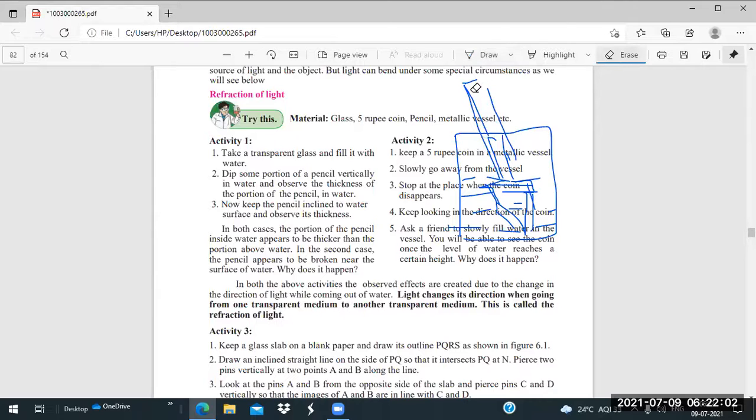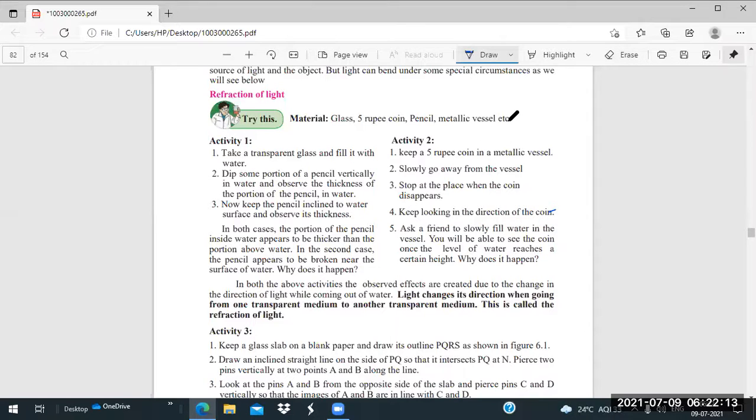Now keep a 5 rupee coin in a metallic vessel. You can do this experiment too. Only a one minute experiment. Take one metallic vessel like this, the vessel you have at home. Plate vessel means a plate or something like this. Then keep a 5 rupees coin here in the vessel and slowly go away from it.